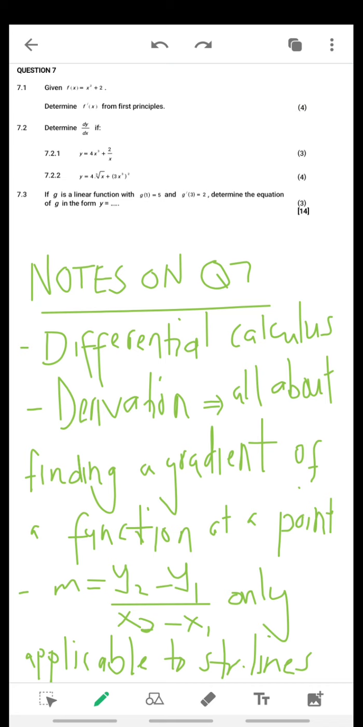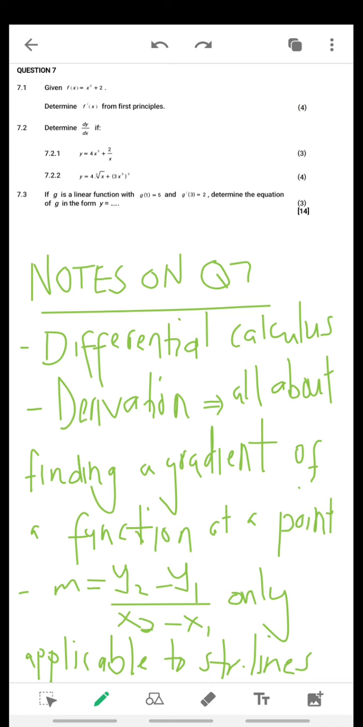Last year, as well as in grade 10, you were introduced to average gradient, where you were only limited to gradients of a straight line. But now we can extend the idea of gradient at a point for other functions like parabolas, hyperbolas, exponential functions, cubics, as well as other functions. So now you are able to calculate the gradient of functions other than the straight line function.